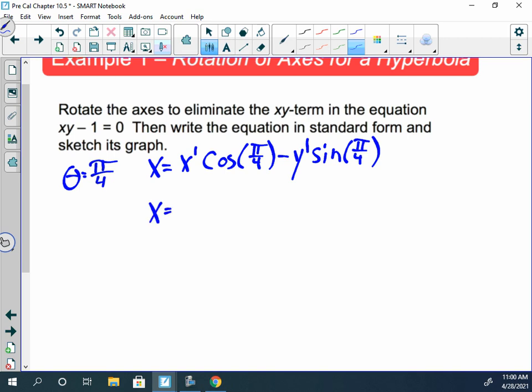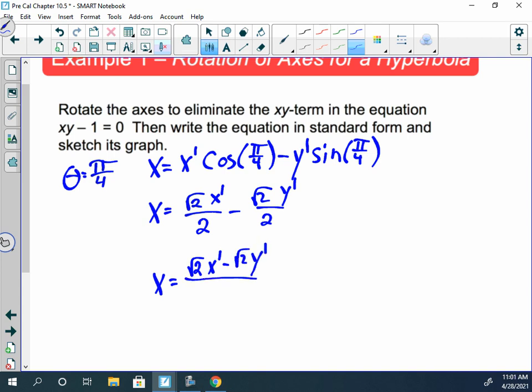Now sine of pi over 4 is square root 2 over 2, because that's our 45 degrees. So this would be square root of 2 x prime over 2 minus square root of 2 y prime over 2. Or we can just really combine those and say x is equal to square root of 2 x prime minus square root of 2 y prime all over 2. Questions on any of this here? Okay.